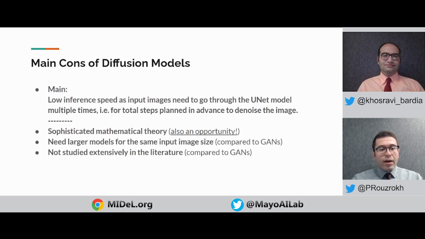And the clones, so the main clone, as we mentioned a couple of times, has low inference speed, but there are a few other clones as well. So the sophisticated mathematical theory, in my opinion and Brady's opinion, could also be an opportunity for those who might be interested, because it could take some time for other people from the medical field to get active in this field. Even in the engineering field, some people prefer not to work with models that have very complicated math behind them, but then they are easy to implement.